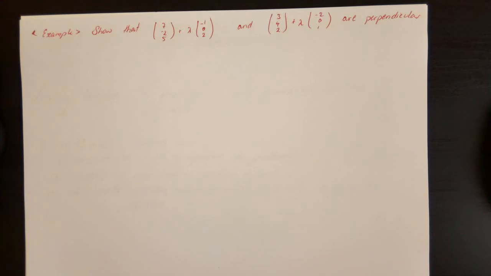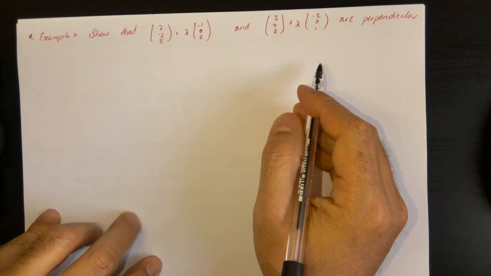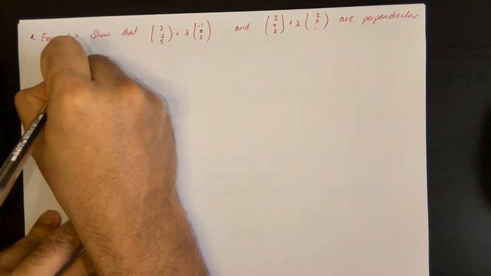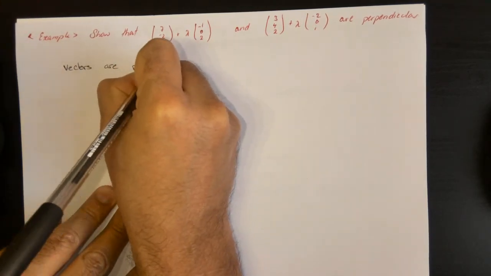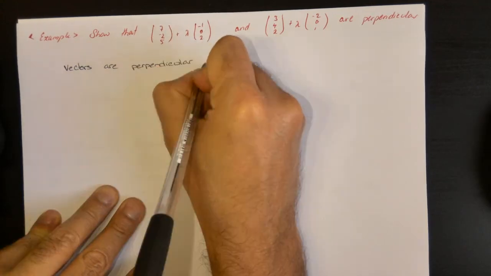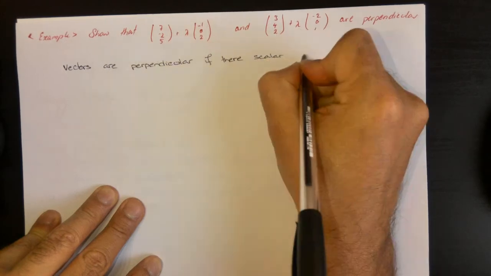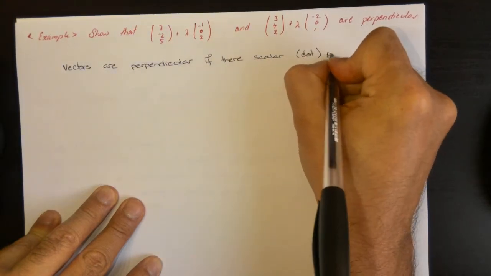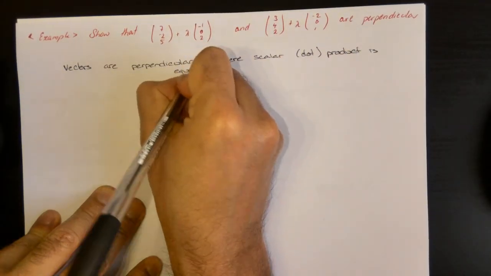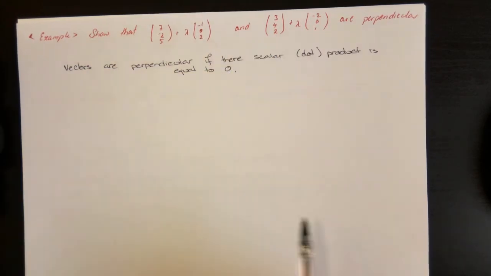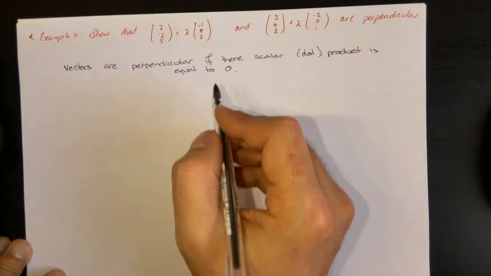Okay, so the next one we want to show, we've got these two vectors, and we want to show that they are perpendicular. Okay, so perpendicular vectors are perpendicular if the scalar dot product is equal to 0. And we were able to do that quite easily when we have 2 dimensions, right? Now we have 3 dimensions and we've got parametric forms.